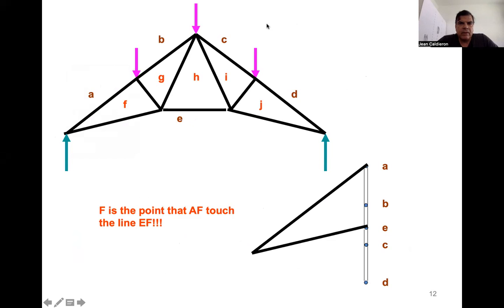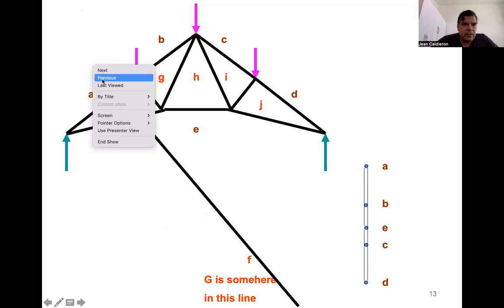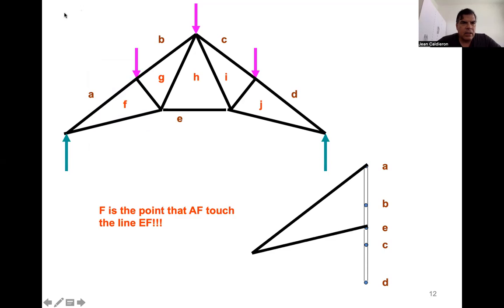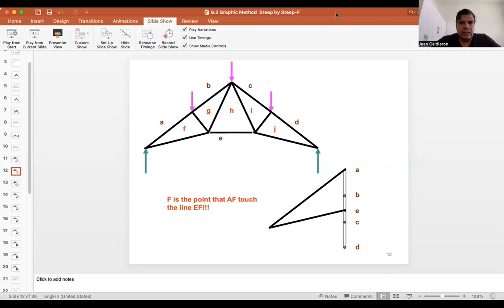Sorry, let me go back. I will take this line. I will put in yellow color this line. Sorry, let me go back again. I think that it is better that I do it like this.